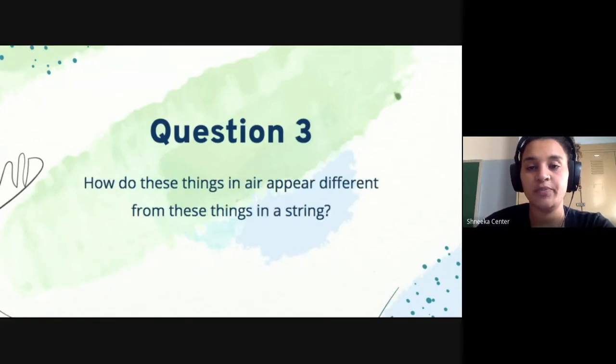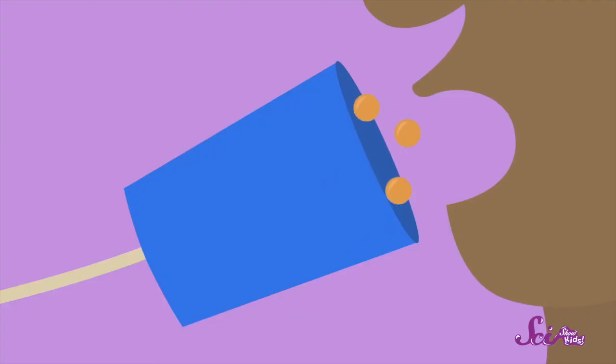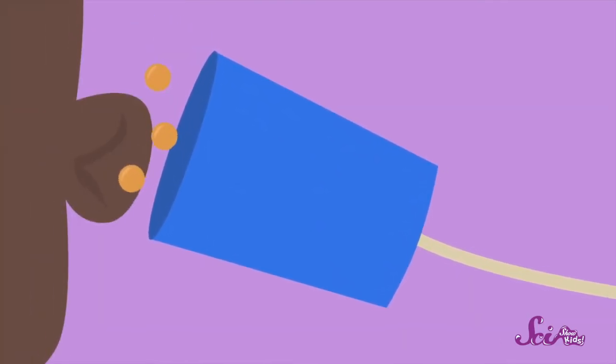Let's watch the video clip for question 3. Your voice makes the air particles in the cup start to vibrate. These vibrations then make the bottom of the cup vibrate and make the string move in the same way. And then the vibrating string makes the bottom of the other cup move and the particles in the air in that cup until it reaches your friend's ear.